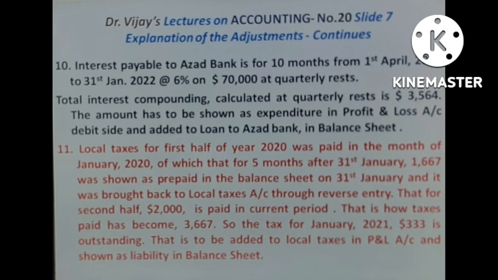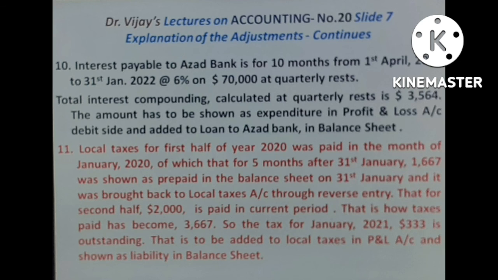Slide 7 explains adjustments 10 and 11. Adjustment 10: interest payable to Azad Bank is for 10 months, from 1st April 2021 to 31st January 2022, at 6% on 70,000 rupees at quarterly rest. Total interest compounding, calculated at quarterly rest, is 3,564. The amount has to be shown as expenditure on the debit side of the profit and loss account, and it is to be added to the loan from Azad Bank on the liability side of the balance sheet.